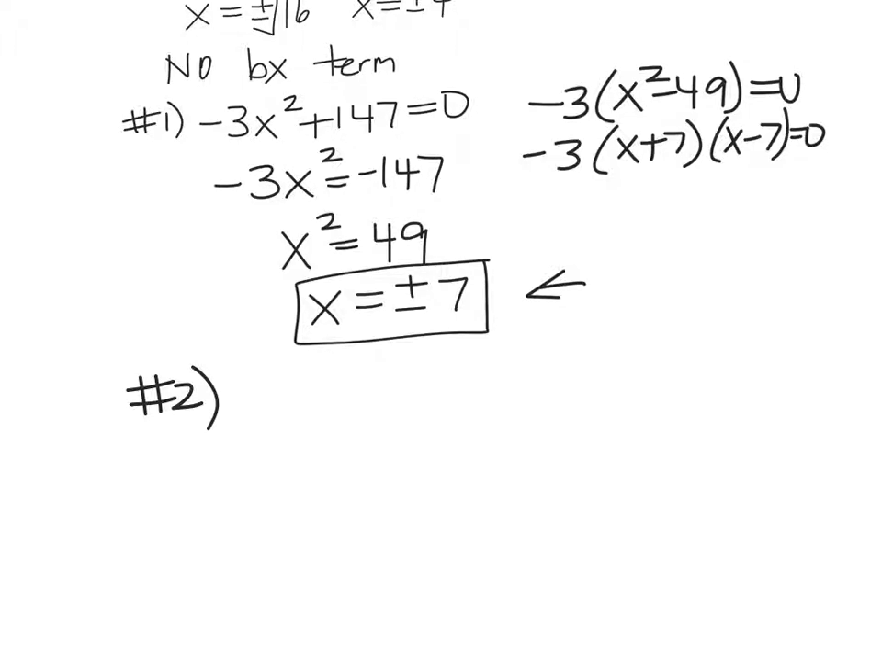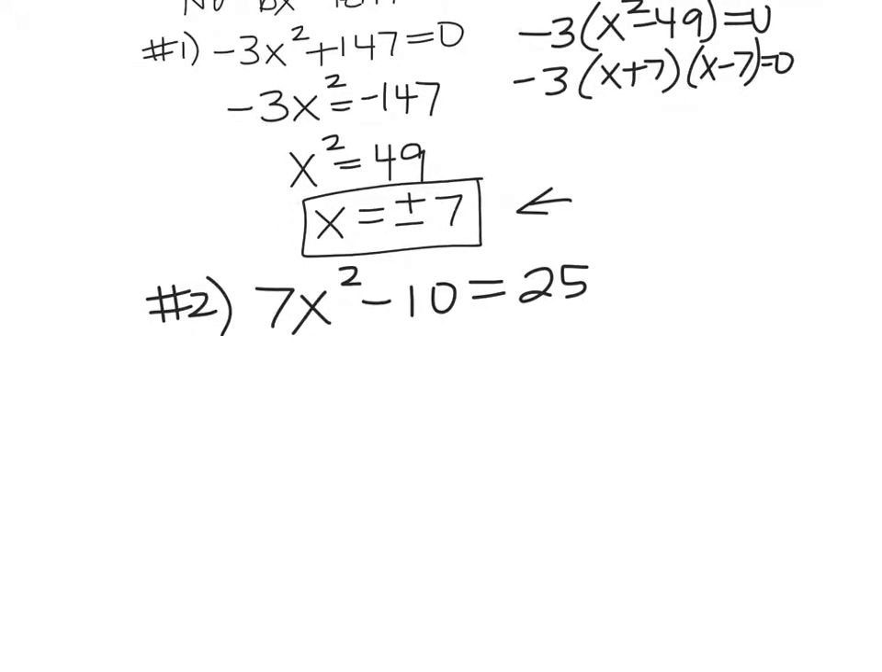Now, is life going to be perfect all the time? No. Are we going to have perfect squares all the time? No. So let's do this. 7x squared minus 10 equals 25. Now, we are allowed to solve this by finding square roots because there's no x term. There's an x squared, but there's no regular x, okay? So we can add 10 to the other side and divide by 7. So I get x squared is equal to 5.